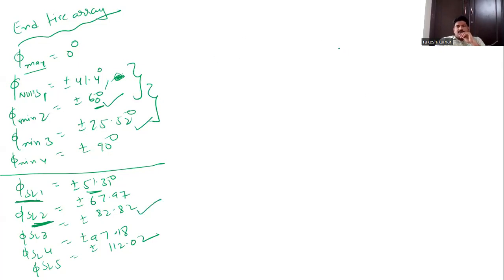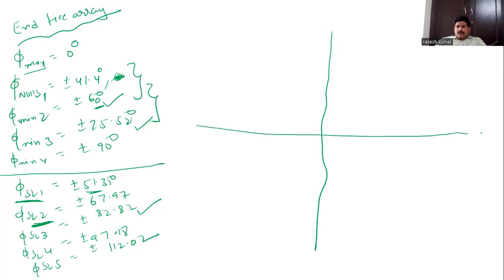Now let us draw this diagram. Draw this diagram very carefully. Okay, so let us consider this is 0 degrees, this is 90 degrees, this is 180 degrees, this is 270 degrees. Now first draw the maximum radiation. Maximum radiation is at theta equal to 0 degrees. So this is my maximum radiation.